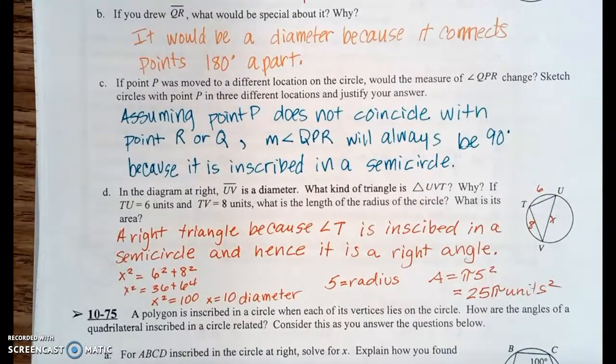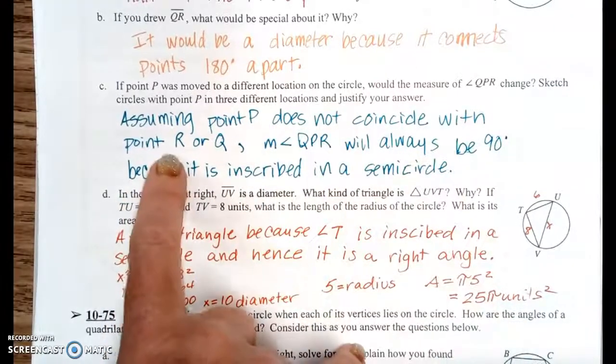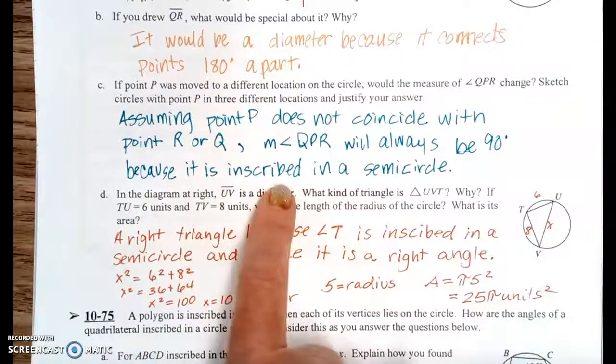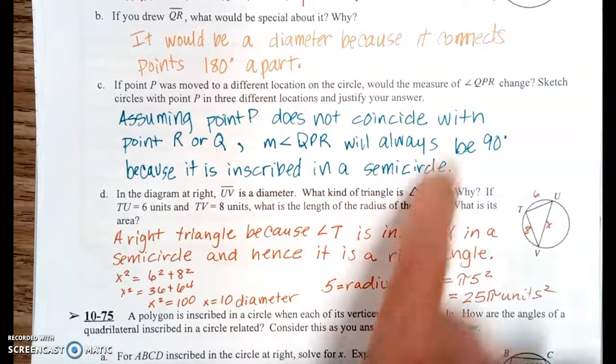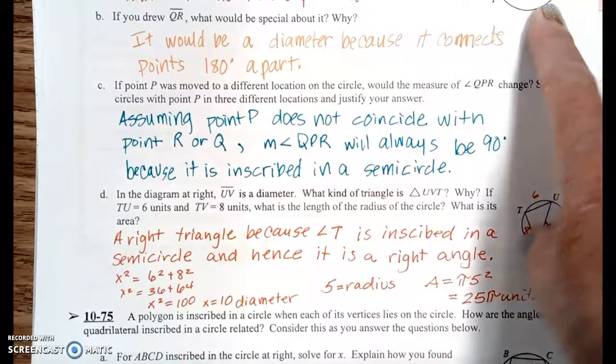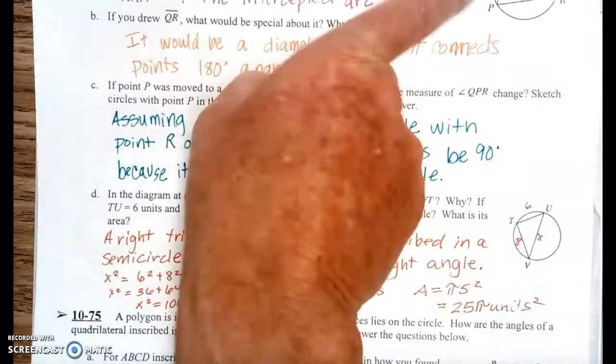C says if point P has moved to a different location on the circle, would the measure of angle QPR change? Sketch circles with point P in 3 different locations and justify your answer. So assuming that point P does not coincide with point R or Q, then the measure of QPR will always be 90 degrees because it is inscribed in a circle. So if point P moves right here, it's still half of 180. If it's moved over here, it's still half of 180.